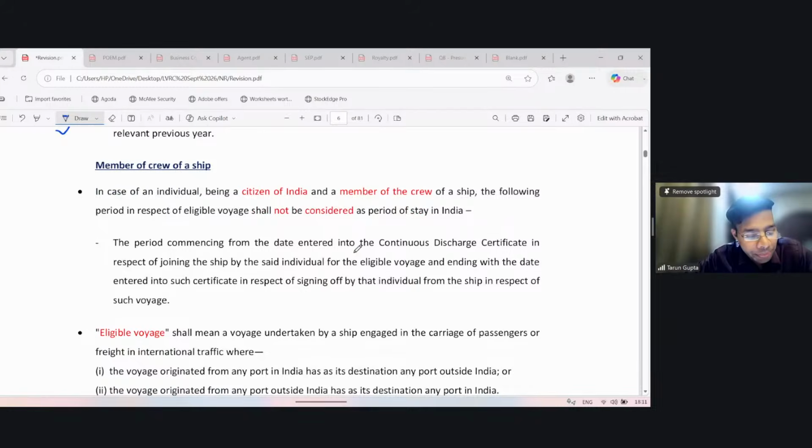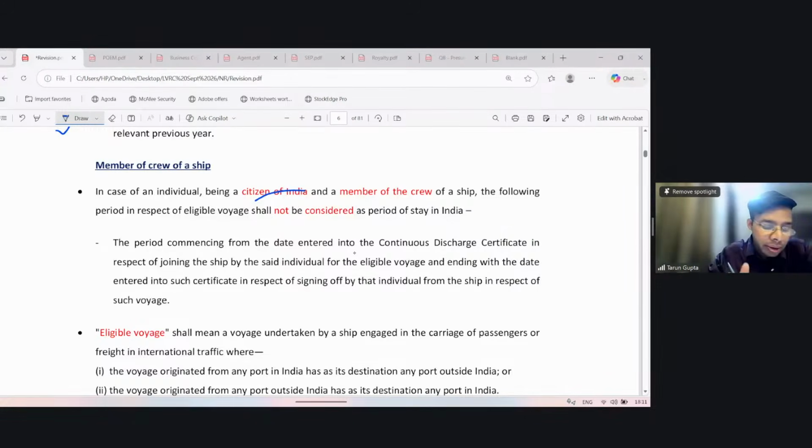Member of crew of a ship. In case of an individual being a citizen of India and a member of crew of a ship, a benefit is given to the Indian citizen. The following period in respect of an eligible voyage shall not be considered as period of stay in India. So while computing the period of stay, the following period, which we discuss in a minute, shall not be considered as a stay in India.